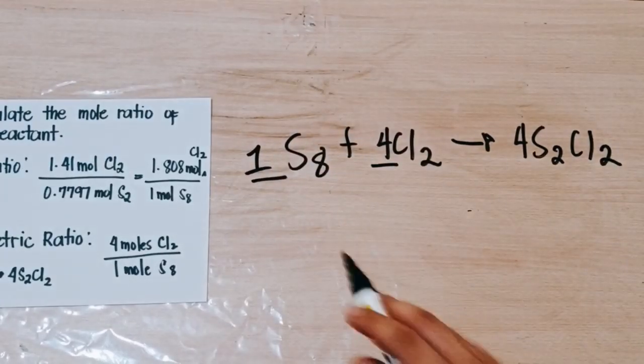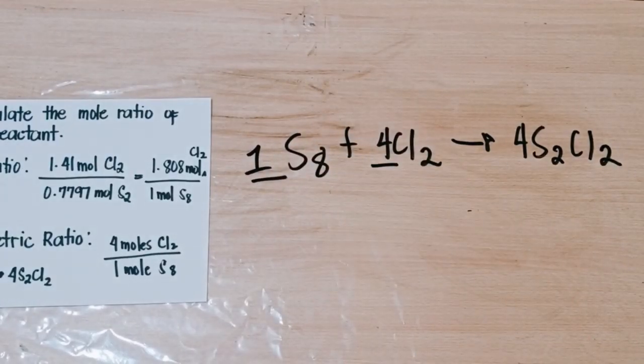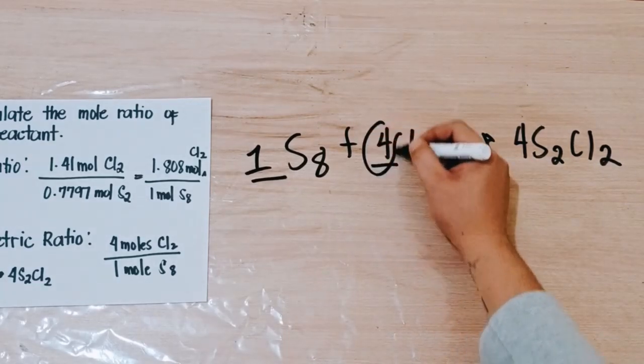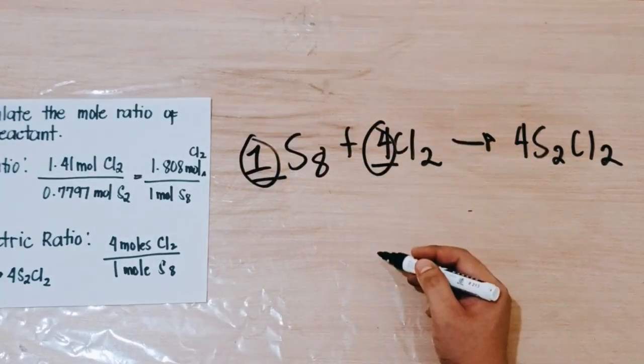Again, meron dyang isa. Ngayon, para makuha mo yun, tatandaan, to get the stoichiometric ratio, divide the moles of the chlorine to the moles of sulfur from the balanced chemical equation. I-divide mo yung moles ni chlorine sa moles ni sulfur.